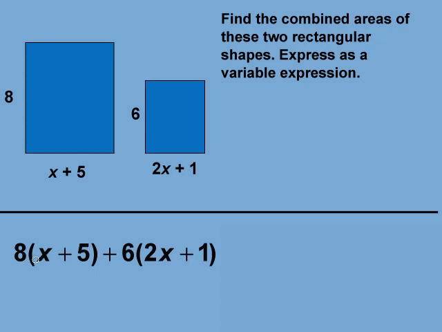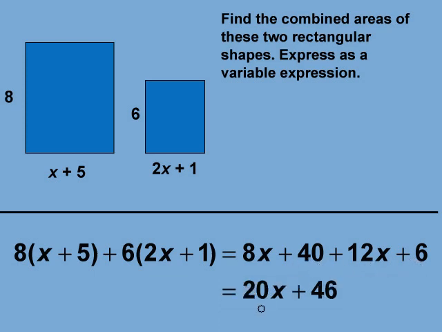Distribute 8 to this expression and 6 to this expression. We get this expression, 8x plus 40 plus 12x plus 6. Combine like terms. That means combining these two terms and these two terms. The result is 20x plus 46, as shown here. Let's look at another example.